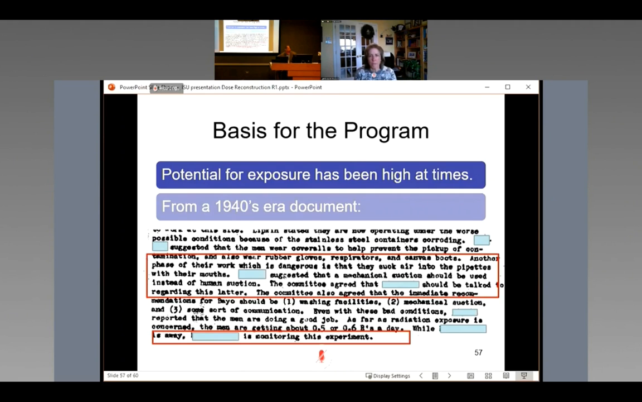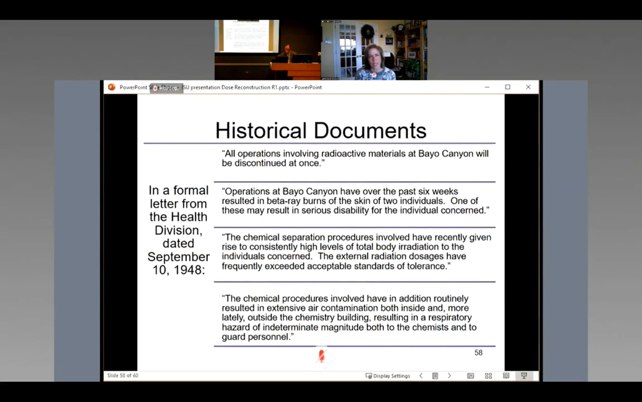Oh, sorry, I should mention these blue boxes are redactions of names. We get a lot of Privacy Act information on this and need to remove names from things. So additional documents, this says operations have resulted in beta ray burns of the skin of 2 individuals over the last 6 weeks. 1 may result in serious disability.